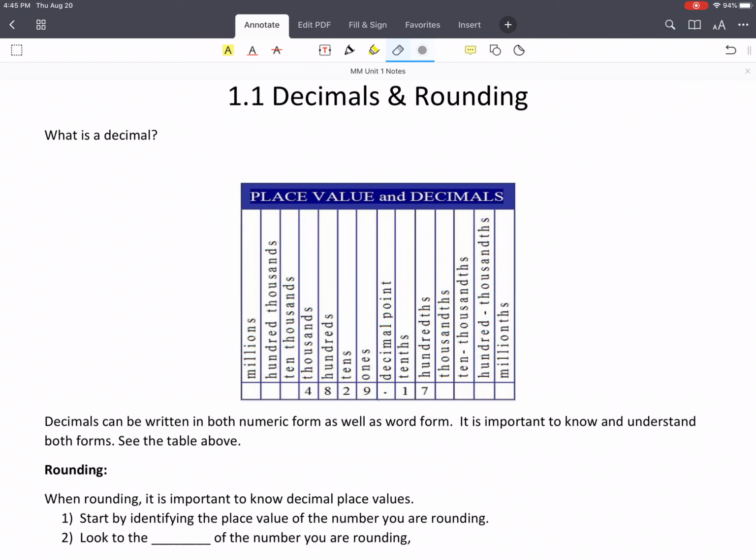This is going to be our first lesson of the year. So first we're going to look at decimals and rounding. Okay, so to start off with this, first off, what is a decimal?